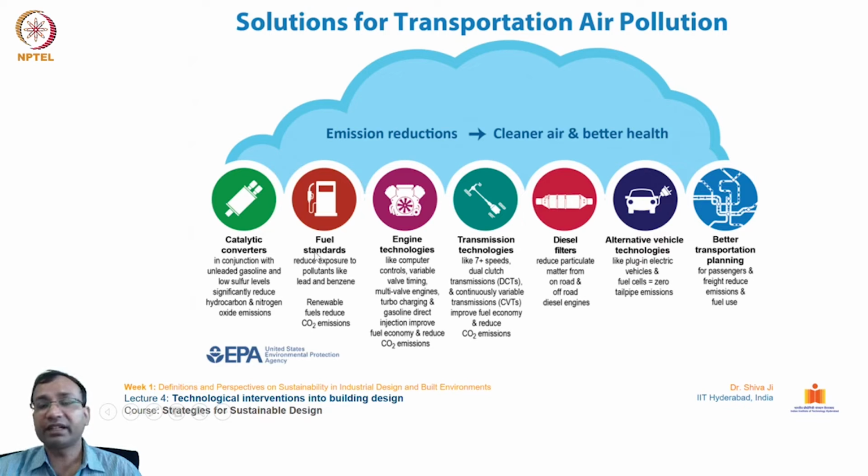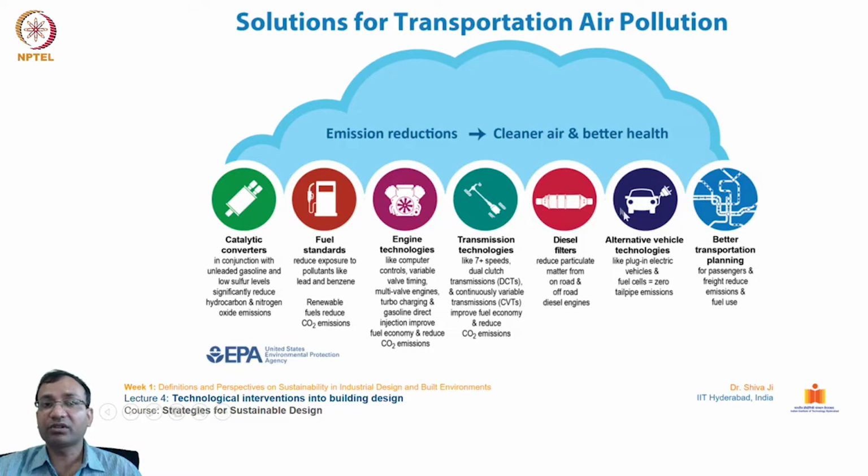The second one is setting up fuel standards. These help reduce exposure to pollutants like lead and benzene. Renewable fuels reduce CO2 emissions, for example solar photovoltaic cells, etc. And the third one is engine technologies, like computer controls, variable valve timing, multi-valve engines, turbocharging, and gasoline direct injection, which improve fuel economy and reduce CO2 emissions. The fourth one is transmission technologies, like 7-plus speed gears, dual clutch transmissions, and continuously variable transmissions, or CVTs, which improve fuel economy and reduce CO2 emissions.